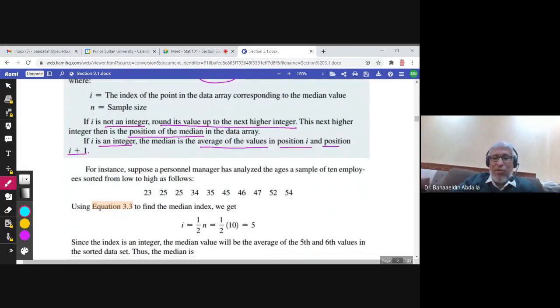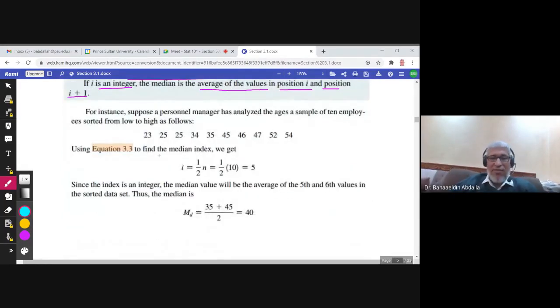Let us take some more examples. Here we have data sorted and we have 10 numbers. So where is the median? Find the median.